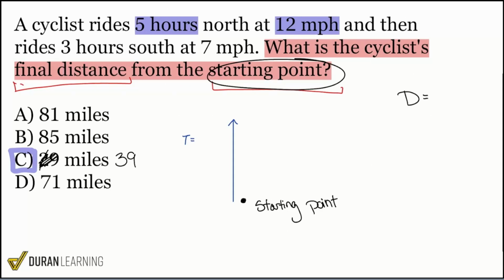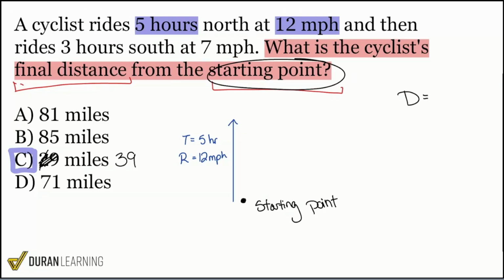We have our time equals 5 hours. And then our rate is 12 miles per hour right there. Okay. Now, everybody, that's not even the most important part. The most important part is this next part here. It says, and then rides 3 hours south at 7 miles per hour.